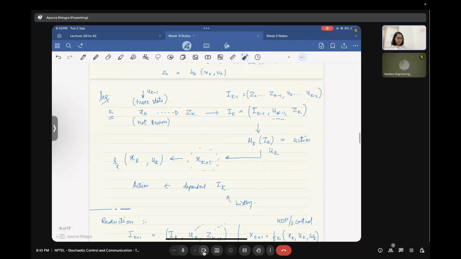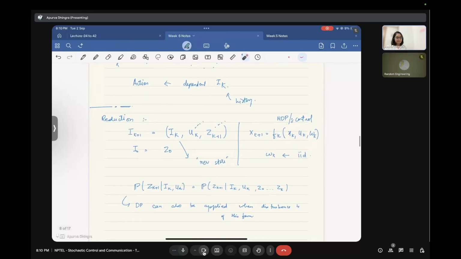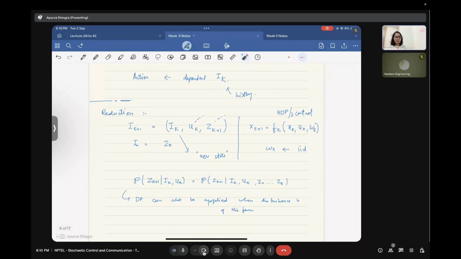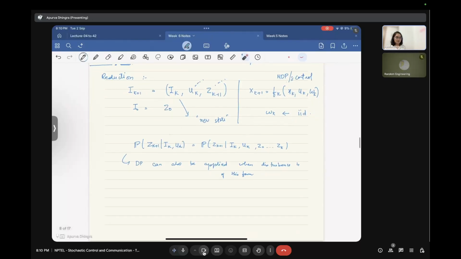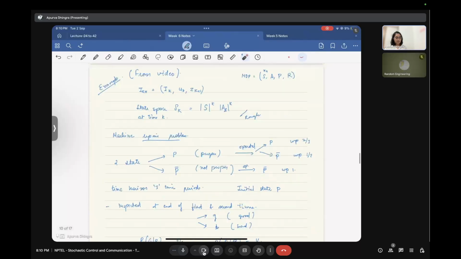But at the same time, we can convert this problem and make it look like a standard MDP problem by saying that this I_k can be considered as a new state. In that sense, the observation, which is noisy, which is one source of noise, can be similar to our disturbance in the state dynamics. And even in this situation, DP can be applied.